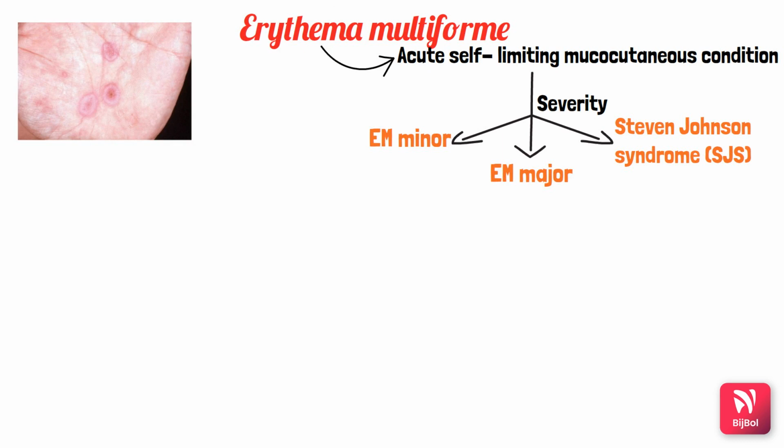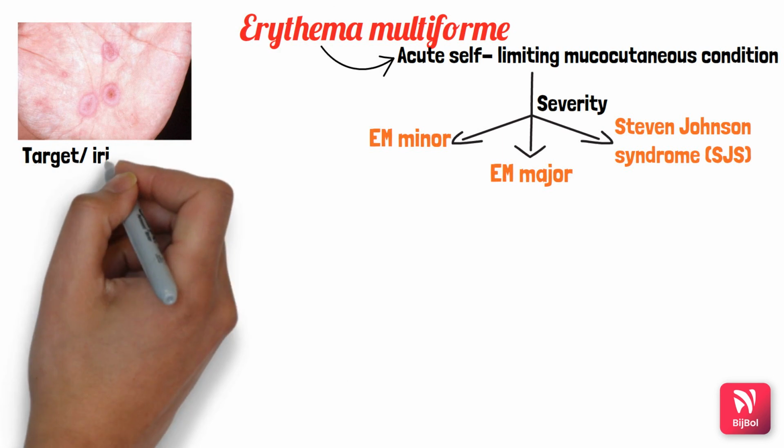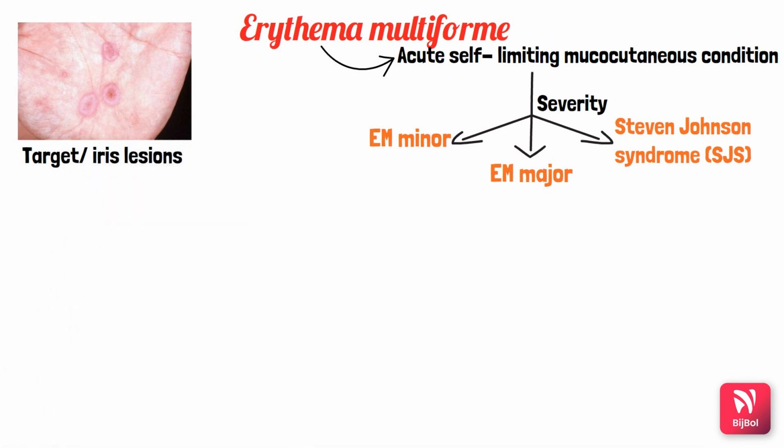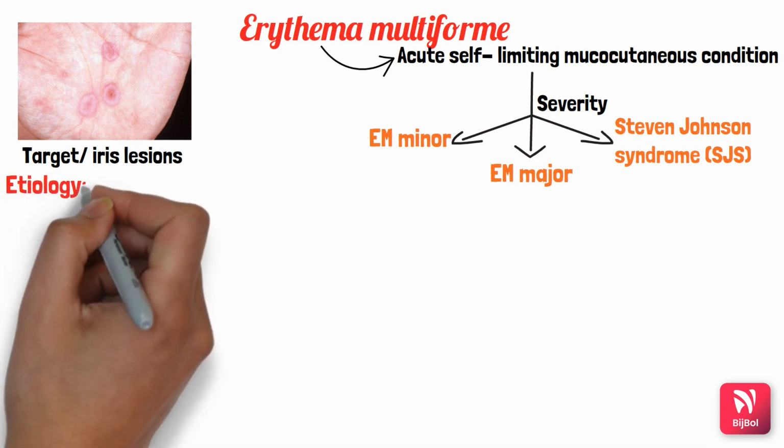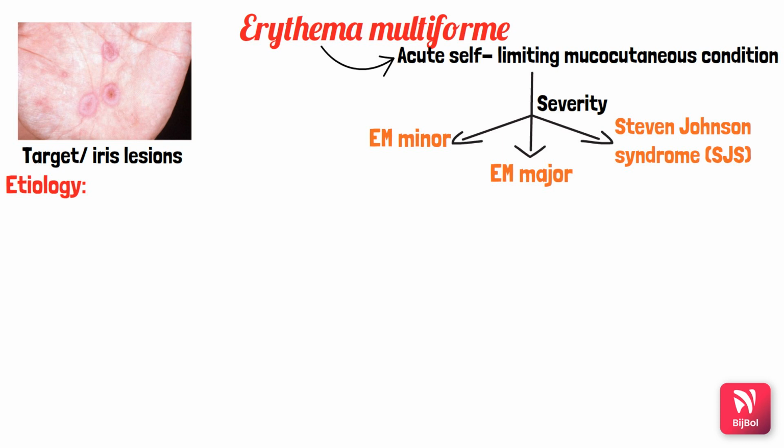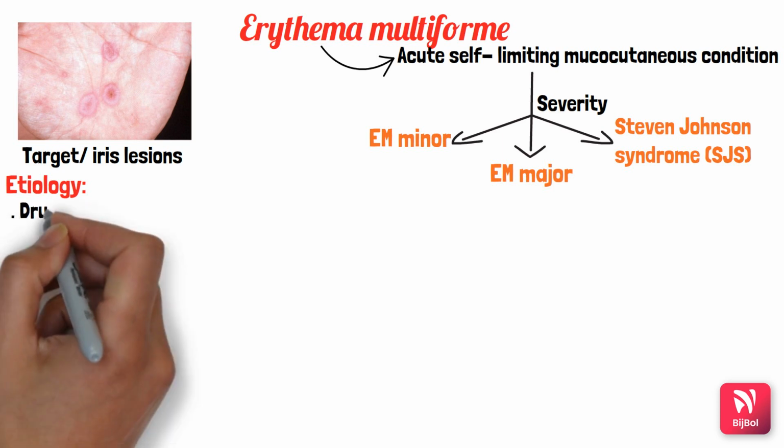The characteristic lesion that is seen in erythema multiforme is target or iris lesions, as you can see in the picture. The name itself says erythema multiforme, right? So these iris lesions form because of the erythema, varying shades of erythema. So what is the main etiology behind this erythema formation in this disease?